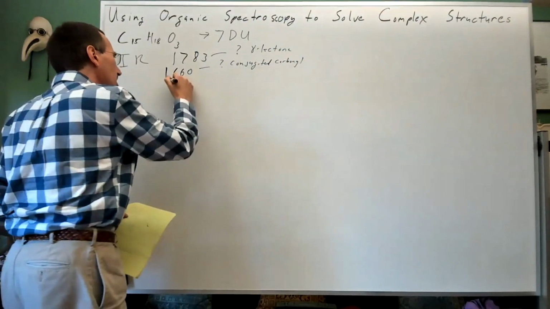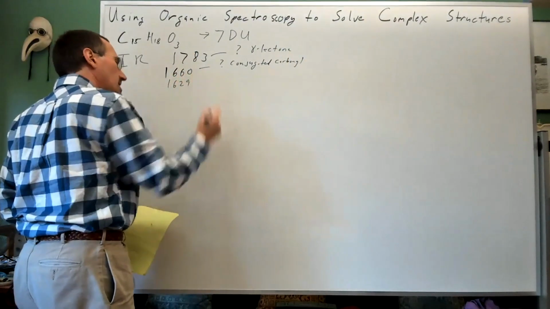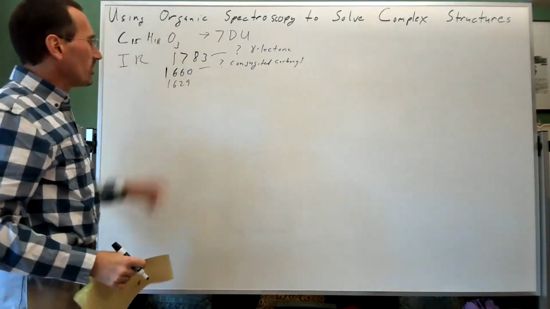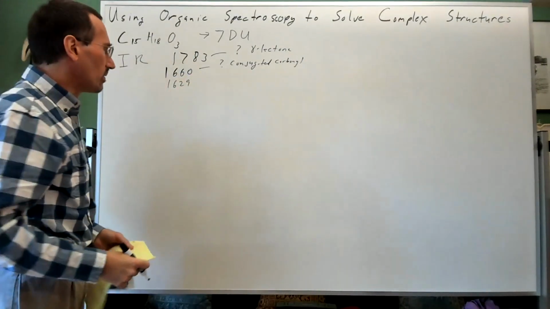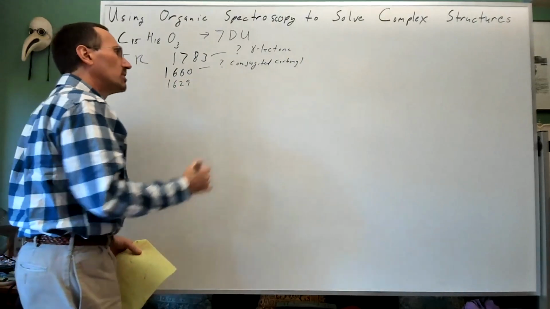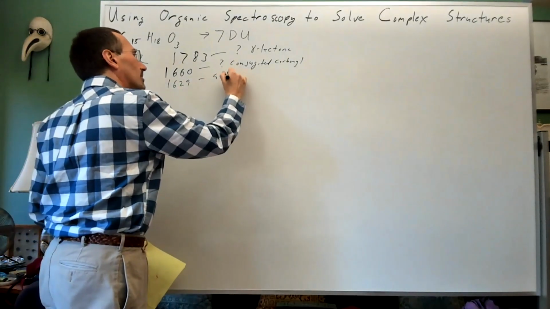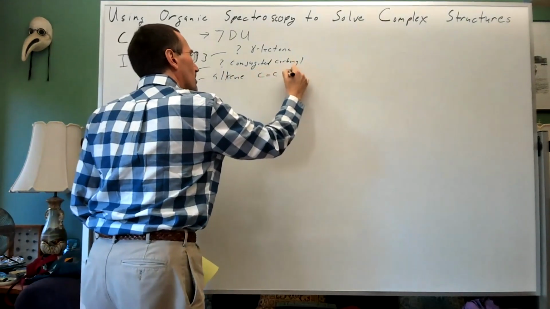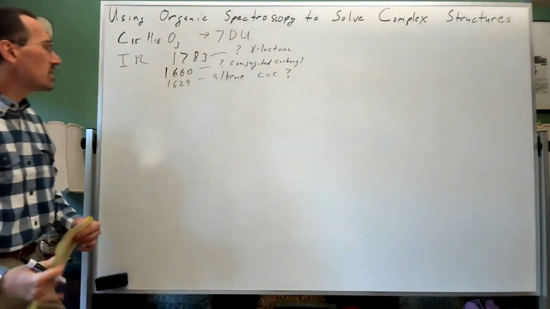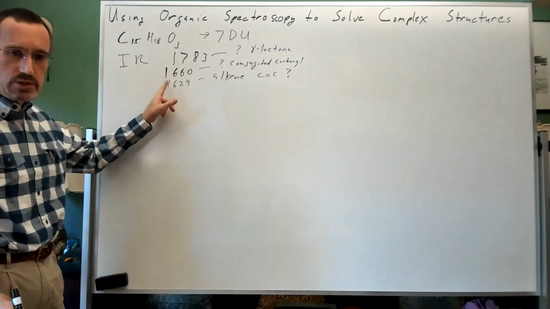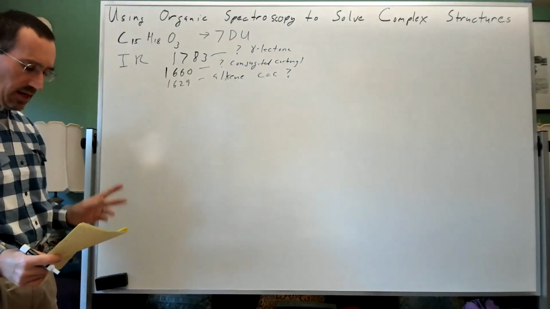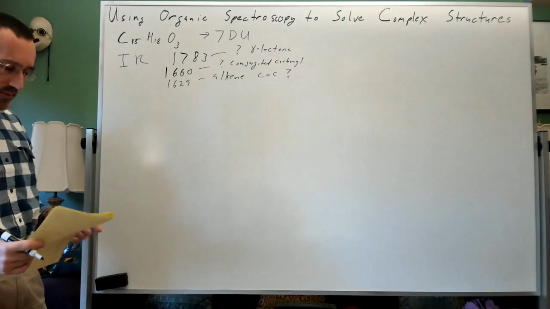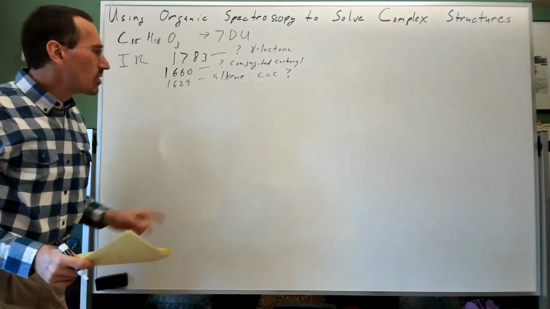We also have a peak at 1629. Could be some sort of conjugated carbonyl, could be some sort of alkene. But again, hard to tell. And it's a reasonably strong peak, which is unusual for an alkene. Conjugation makes it stronger.